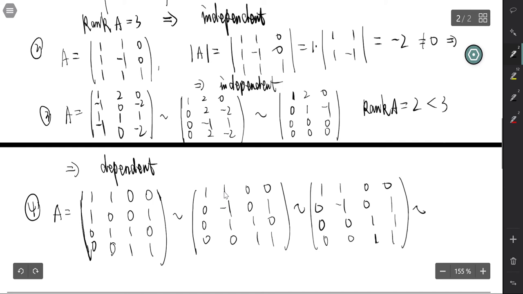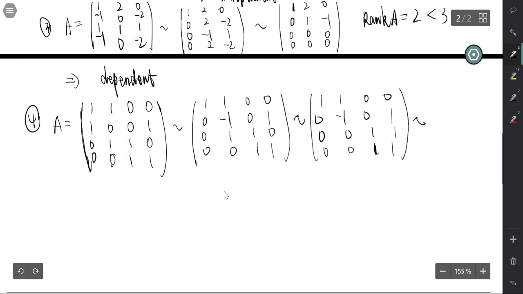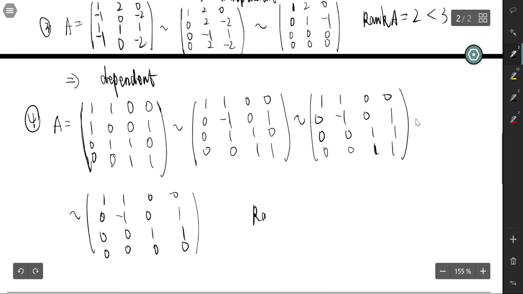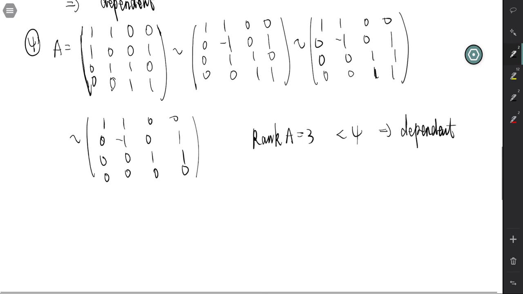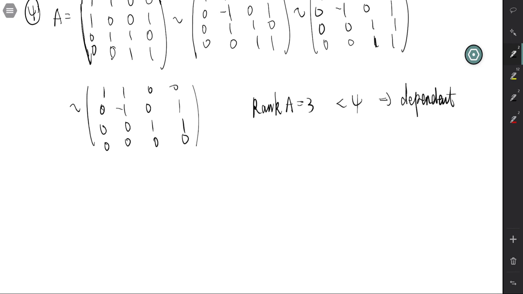From here we can see that the third row is the same as the fourth row. So we subtract the third row from the fourth row, giving 1, 1, 0, 0, -1, 0, 1, 0, 0, 1, 1, 0, 0, 0, 0, 0. So the rank of A equals 3, less than 4. So it's linearly dependent. That's how to determine if a vector set is linearly dependent or linearly independent.